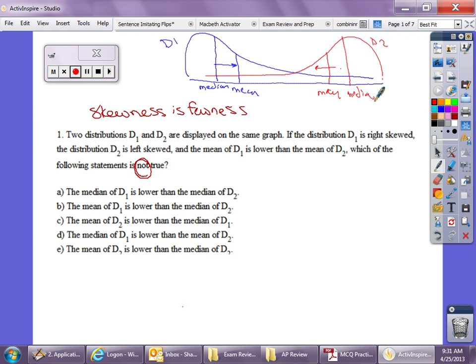But I want to give myself a picture to start so that I can make sure I've fulfilled all of the requirements. Now all I need to do is go through a checklist and look at the statements. I literally have the location of each mean and median. I can even specify even further. This is median D1, mean D1, mean D2, and median D2.